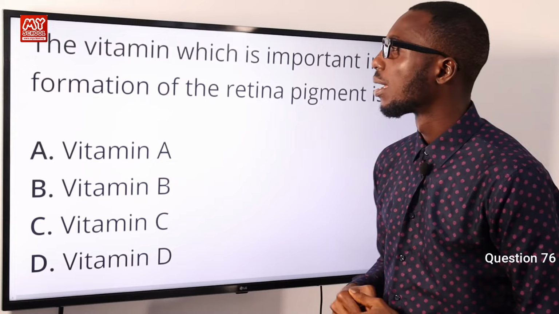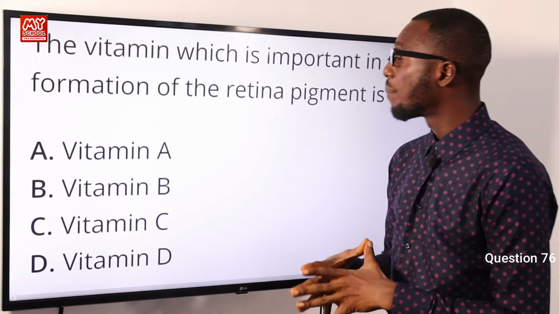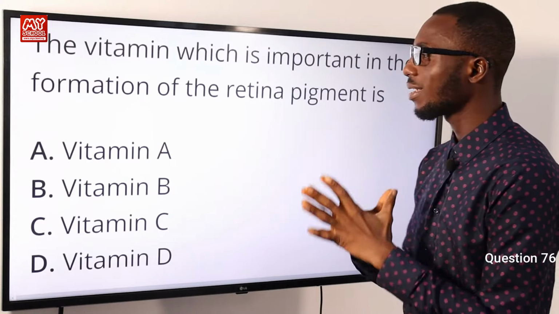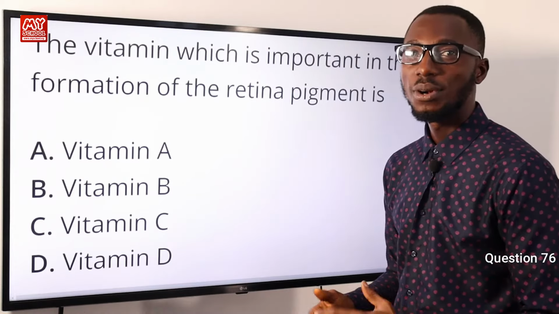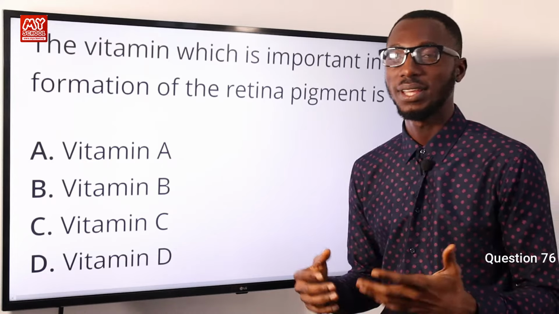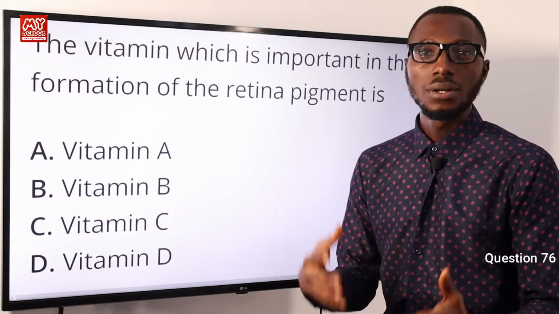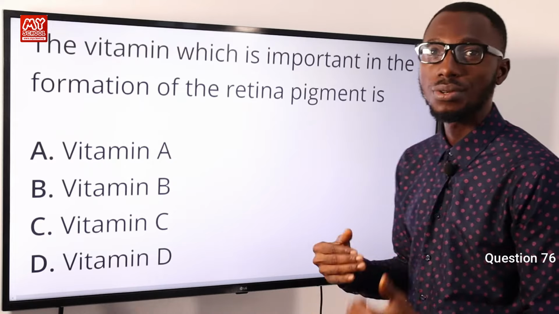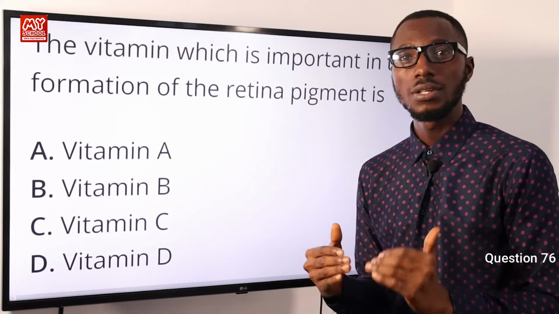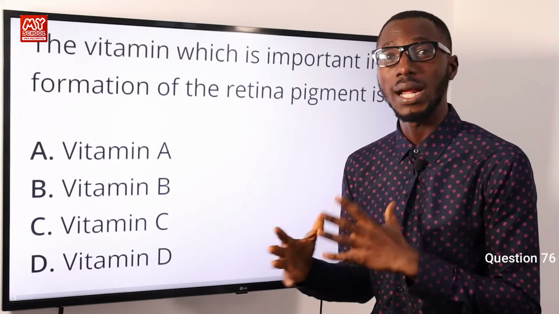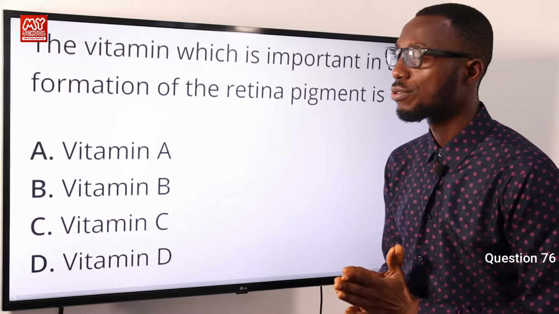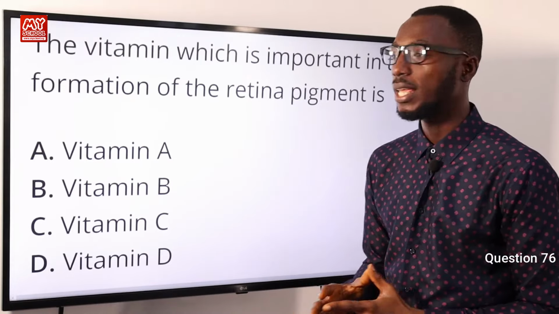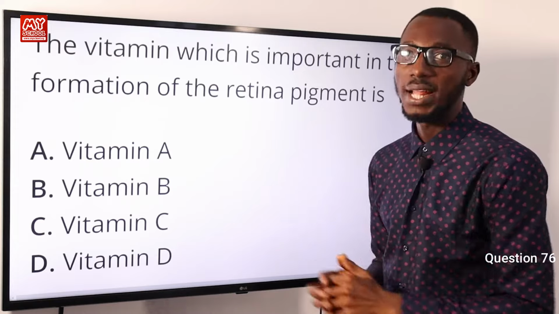Question 76. The vitamin which is important in the formation of the retinal pigments is what? Part of the nourishment that the retina gets includes oxygen, glucose, and fatty acid. We also note that once an individual is deficient of vitamin A, it can lead to night blindness. So the most viable option to the question given is option A for vitamin A.